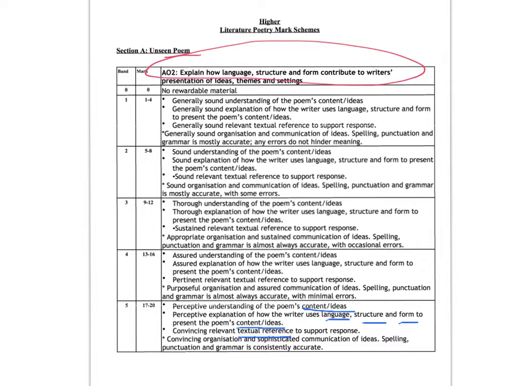The final asterisk in every single band you will see is based around your spelling, your punctuation and your grammar. Now this is an asterisk rather than a bullet point because it is of lesser importance, although still significant because it's in the mark scheme. But they are looking at that after they have looked at your understanding of the ideas, your analysis of language, structure and form, and your textual reference. So yes, this is important, but the bullet points above are more important.